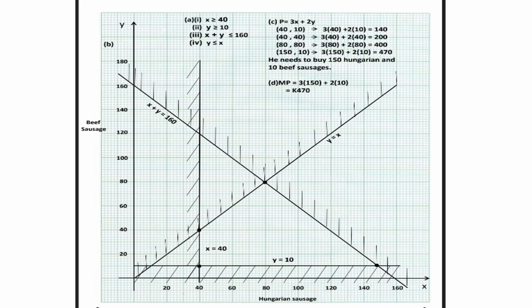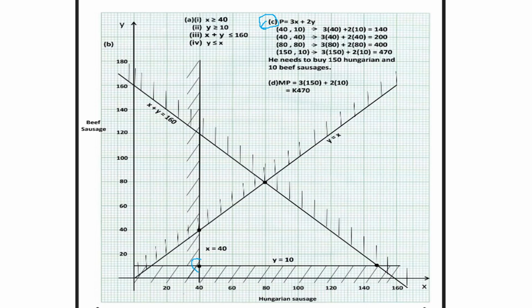Looking at the next question, it says the profit on the sale of each Hungarian sausage is 3 kwacha, and on each beef sausage is 2 kwacha. How many of each type of sausage are required to make maximum profit? To answer this question, you can see here, it is done for you. Question C is here. How did they come up with this? You have to get the coordinates of the 4 corners of the unshaded region.